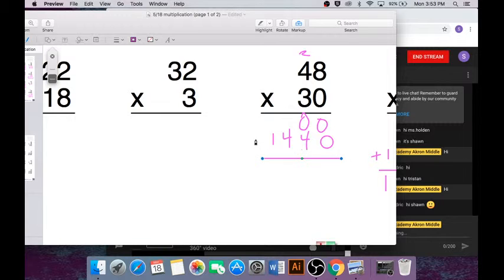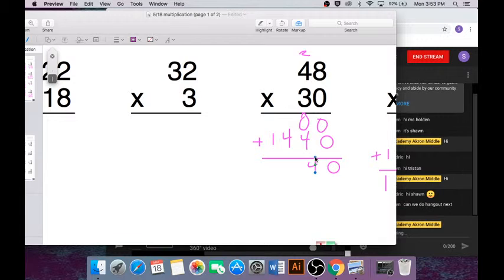We add those together. 0 plus 0 is 0. 0 plus 4 is 4. 4 plus 0 is 4. And 1 plus 0 is 1.